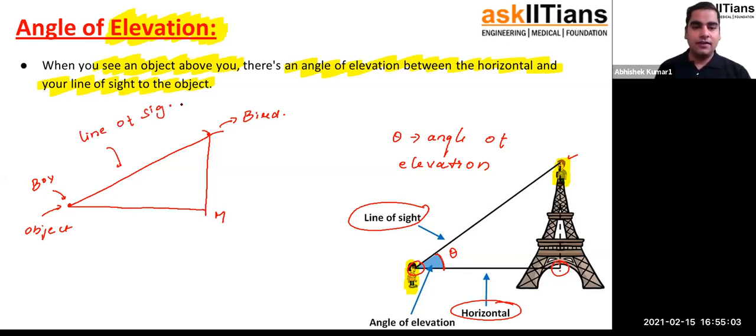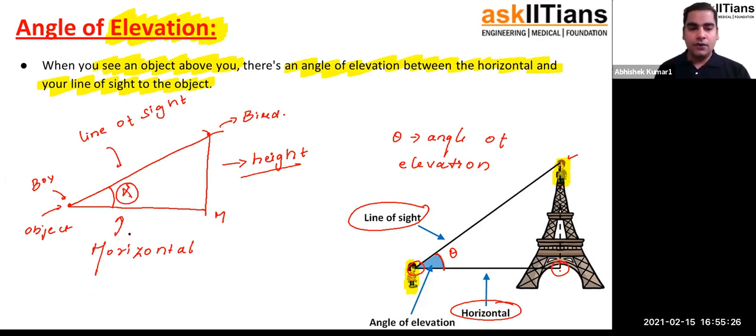Remember this. This is going to be referred to as height or perpendicular or whatever you are going to call it as per the situation which is given to us, and this is referred to as horizontal. All right, and always remember that this angle, I'm going to denote it by alpha. This angle alpha will denote here the angle of elevation. Is that clear to everyone? What is the meaning of angle of elevation?